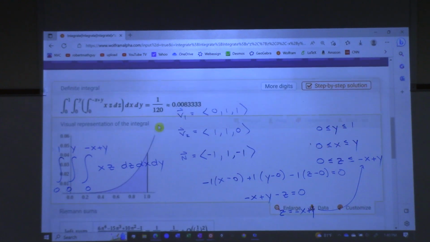Oh, we got it already. Okay, there it is. 1 over 120. And that, again, could represent different things depending on the application. All right.